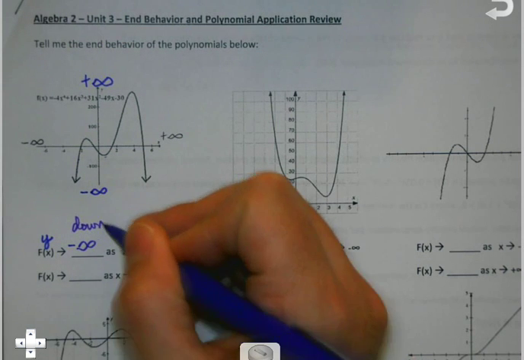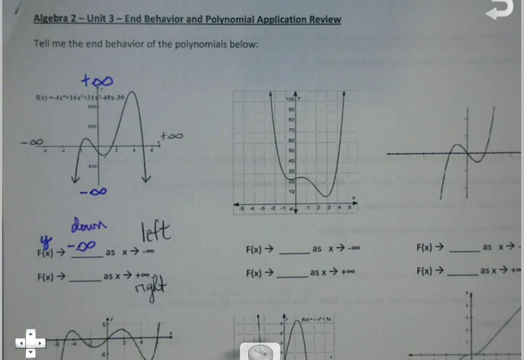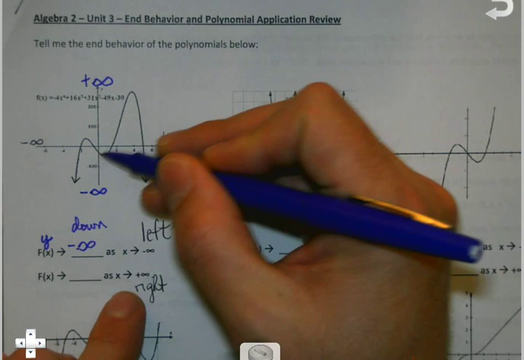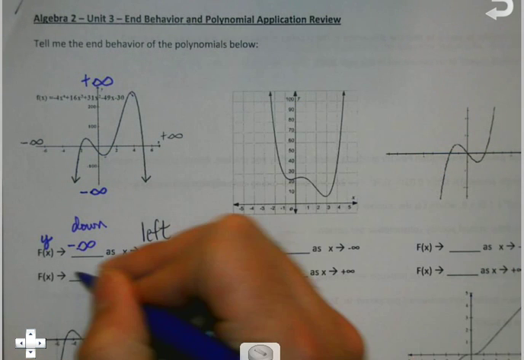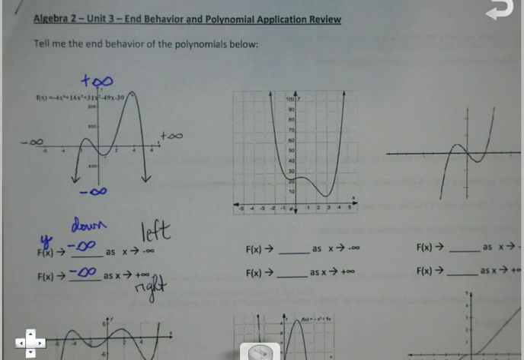And I don't care if you write the directions with it, up, down, left, right, but you've got to get the infinity in there. Okay, so then as I go to the right, which way am I heading? Still heading down, still heading towards negative infinity. And that's all I'm doing on these. And I can even read them back to myself at the end to see if it makes sense.